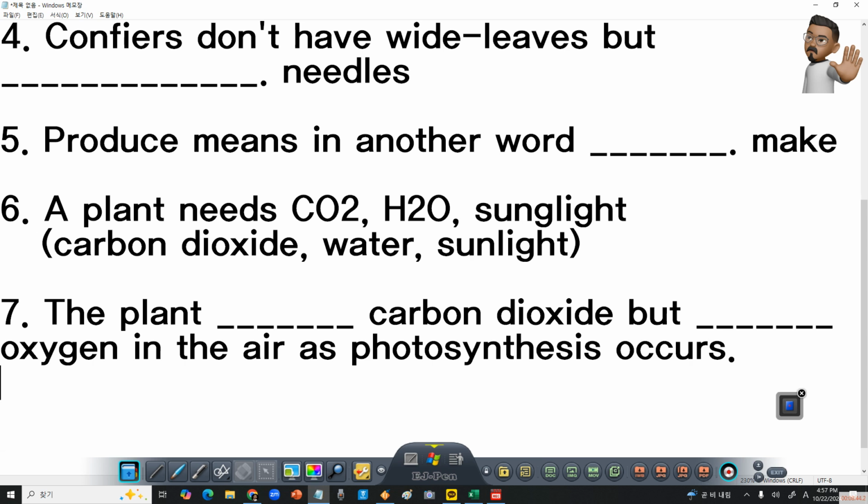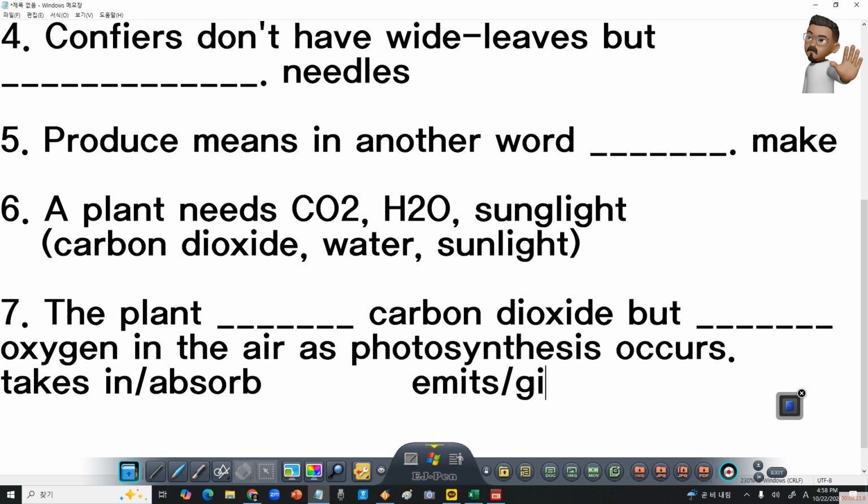Two words, they are different, right? Two different words. But you know there are two options that you can choose for each. Okay, the first one takes in or absorbs. The second one, the latter one, is like emits or gives off.